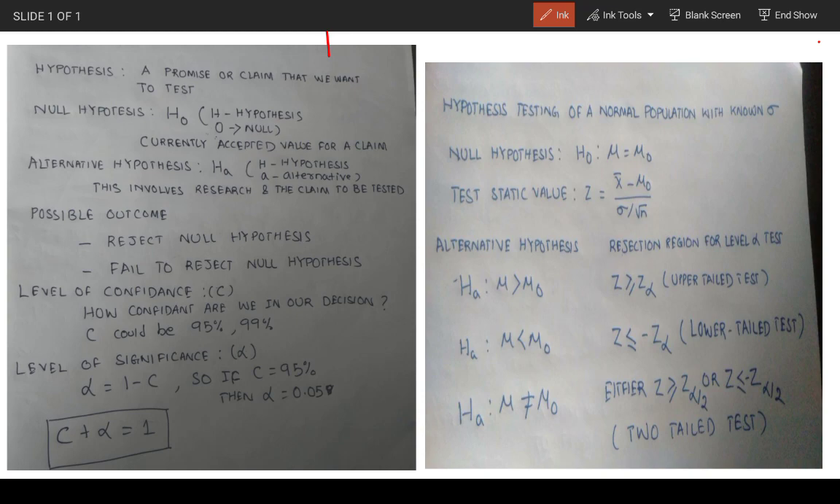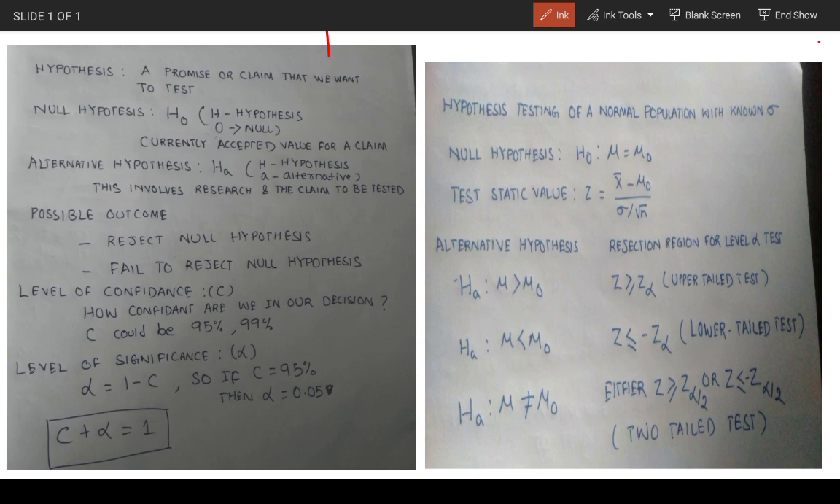Okay, so for example, let's say we have a car and the car mileage is coming around 18 kilometers per liter, which you are claiming, that it's giving a mileage of 18. So your null hypothesis is the accepted value. What is the alternative? Let's say someone comes and says that no, your car is not giving 18, which means either it is giving more than 18 or less than 18, but not exactly 18. So that involves some kind of research, some kind of testing. After that the claim has to be tested.